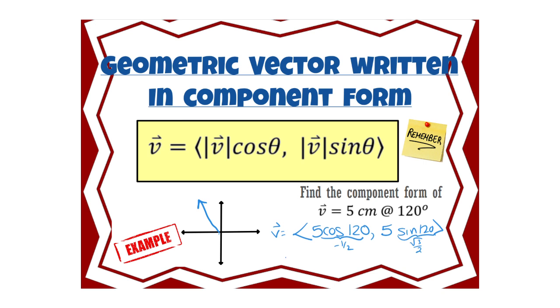So the final answer in component form would be 5 times negative 1/2, so I'd call it negative 5/2. The vertical would be 5 root 3 over 2. Without digging into what those are as decimals, it does go left 5/2, up 5 root 3 over 2. And so it would land in that same spot. It's just written differently.